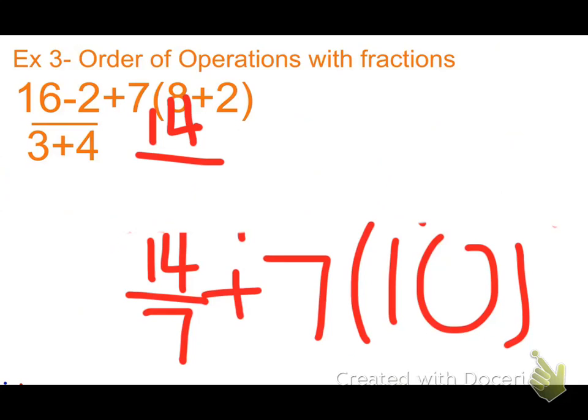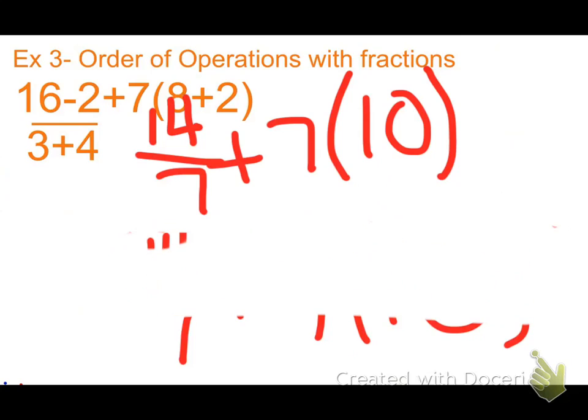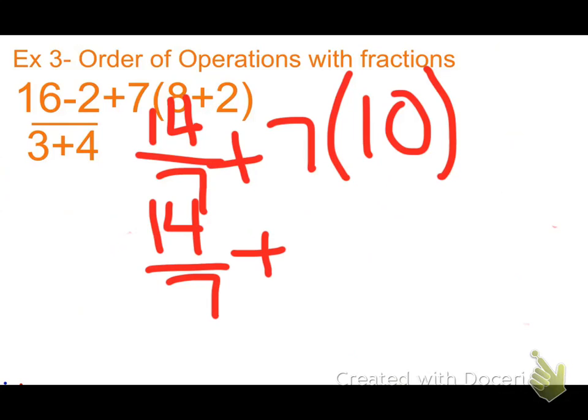14 over 7 plus 7 times 10 in parentheses. I hope you made sure that you copied this down. If you didn't copy this down, please go back to the video to copy it down. Okay, so now what we do is still step 3, because we have a multiplication, 7 times 10. So that would equal 70.